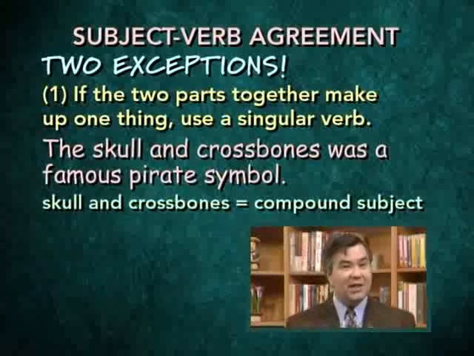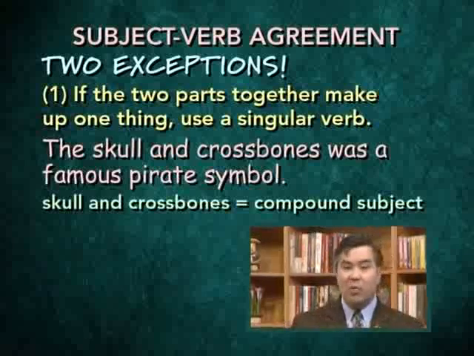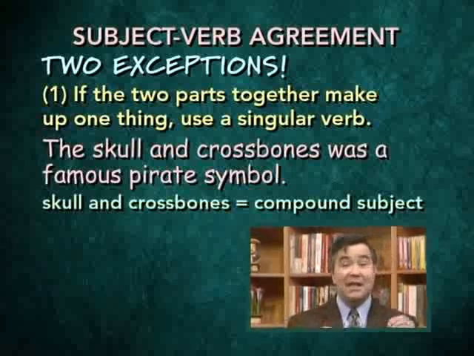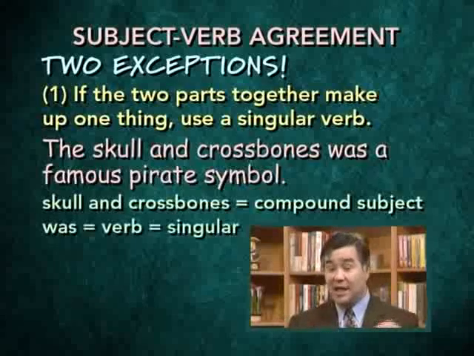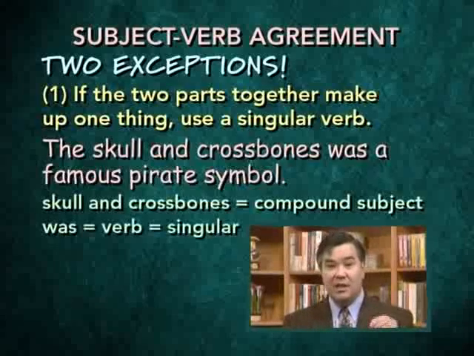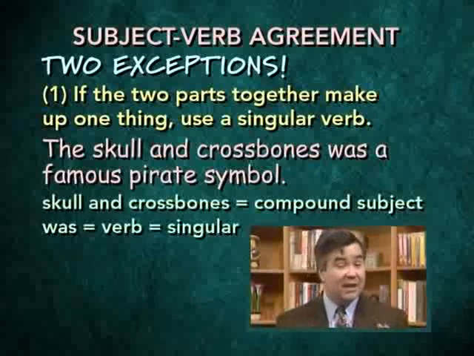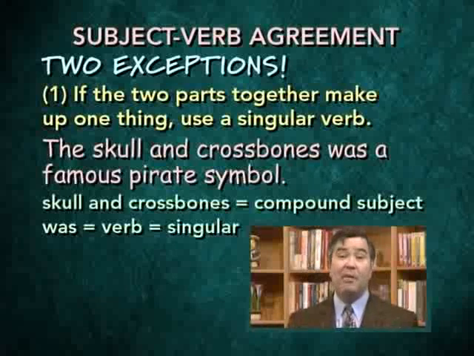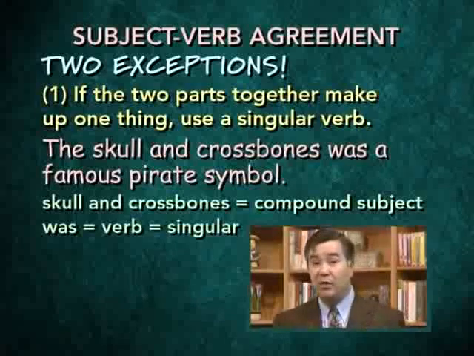Since the two things that are mentioned here really go together to form one image or one symbol, we treat it as singular grammatically. And that's why the singular verb was is actually correct in this sentence. The skull and crossbones was a famous pirate symbol. This exception to the rule doesn't come up very often, but when it does, you should be aware of it and be looking for a singular verb rather than a plural verb.